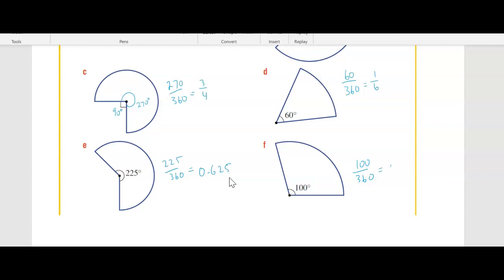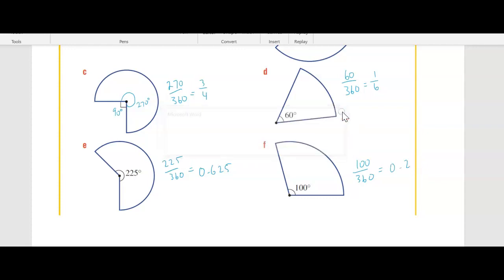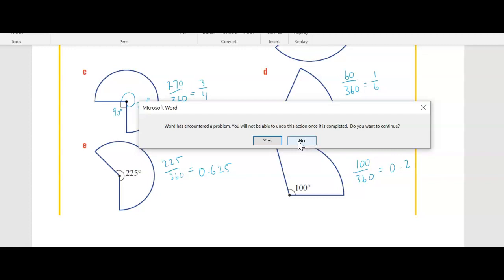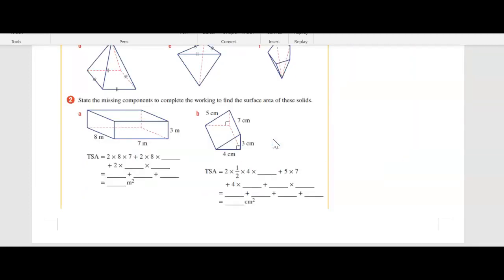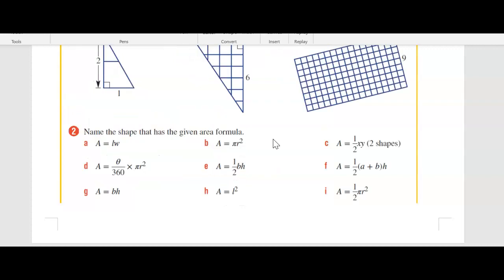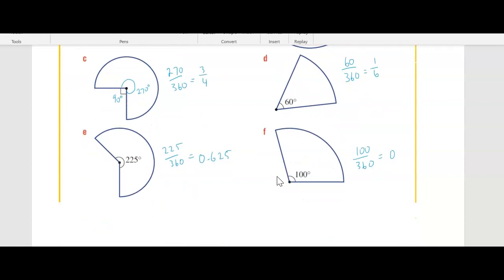I'm going to have 0.27. Oh, there it is. Cracked it. Go away. See if it's going to keep going. Oh, I knew it was going to happen because it was glitching before. So what was it? 0.278. All right, so I've just rounded that one as well.